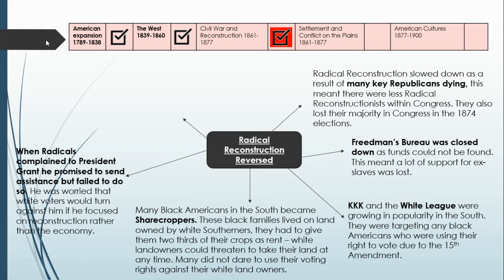Radicals who complained to President Grant, saying that he should be doing more to help the situation of African Americans, simply got pushed aside. So Grant did promise that he would send assistance, but he makes that promise simply to make the radicals feel better that something will happen.